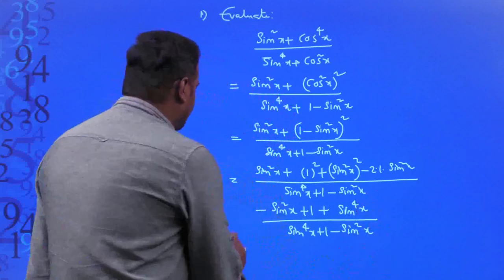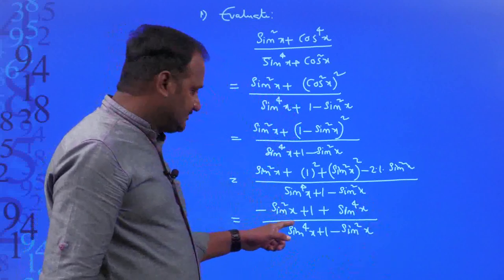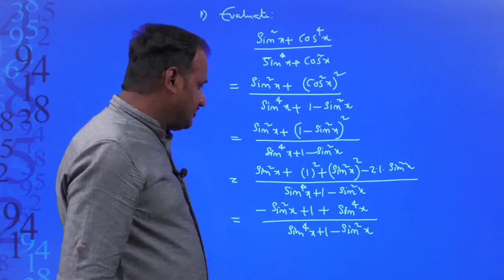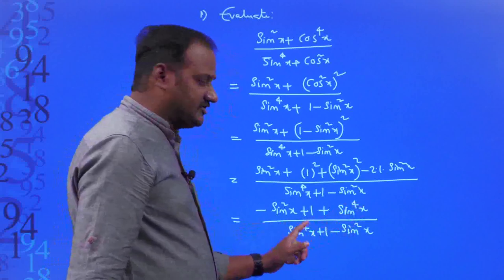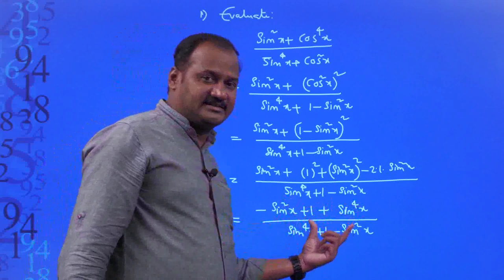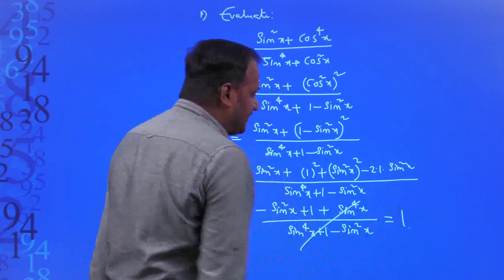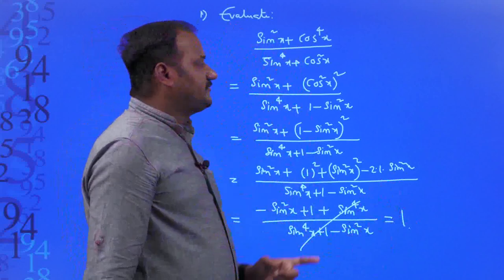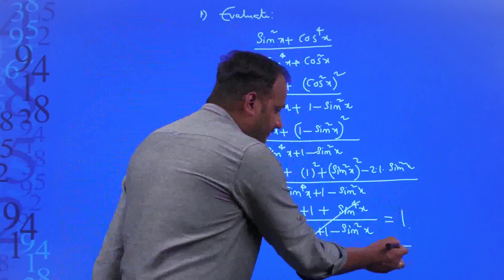Once you observe both numerator and denominator, minus sin²x is there in the numerator, minus sin²x is there in the denominator. Plus 1 is there in the numerator, plus 1 is there, and plus sin⁴x, sin⁴x. What does it mean? Both numerator and denominator are the same, they get cancelled, which is equal to 1. Therefore, the value of sin²x plus cos⁴x divided by sin⁴x plus cos²x is going to be 1.